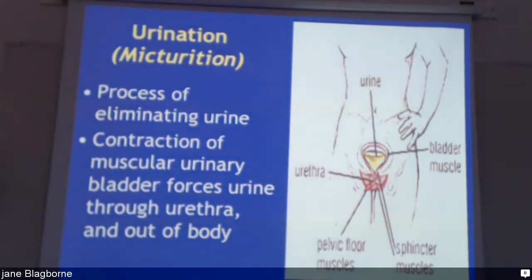Okay. So your bladder is actually just a storage container for the urine. And what they call decompresses. When you go to the washroom and you sit down, the bladder decompresses when you go to the bathroom.